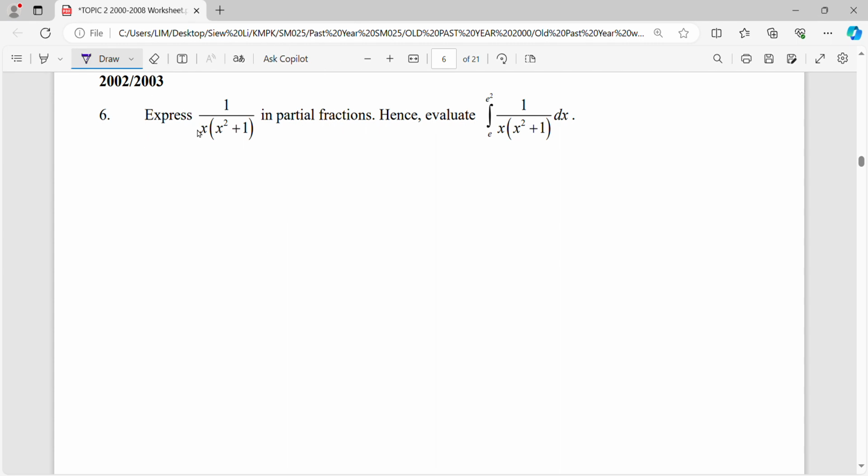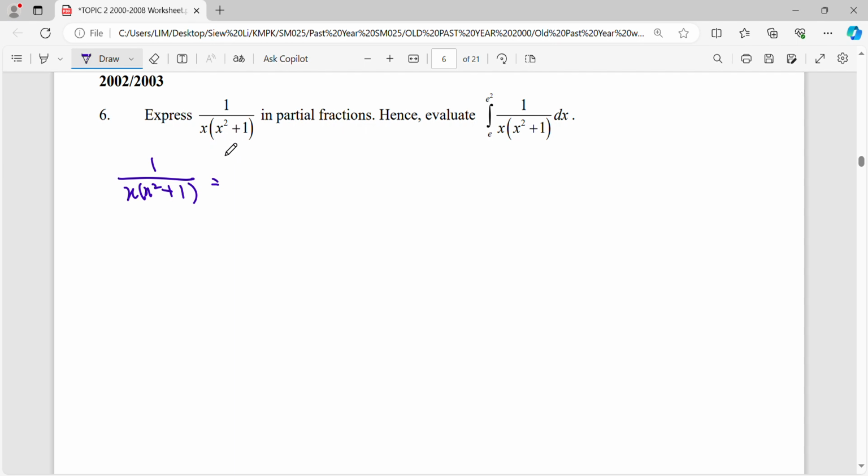So for this question, express 1 over x squared plus 1 in partial fraction. Hence, evaluate the definite integral for this fraction. So first step, identify if proper or not. So this is a proper fraction. Continue. Second step, look at the denominator here.